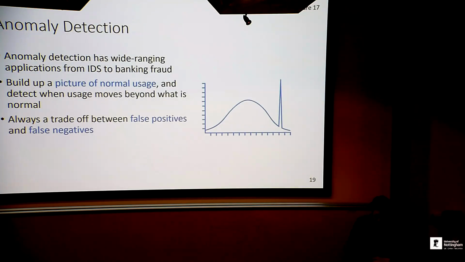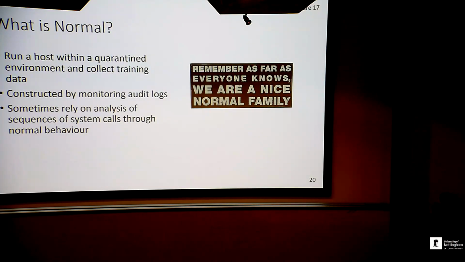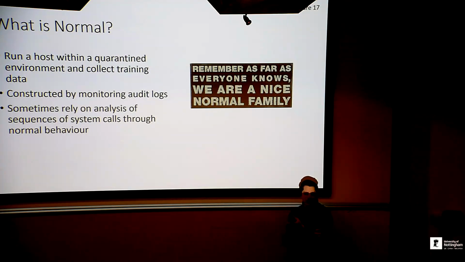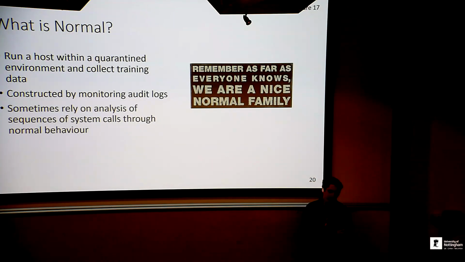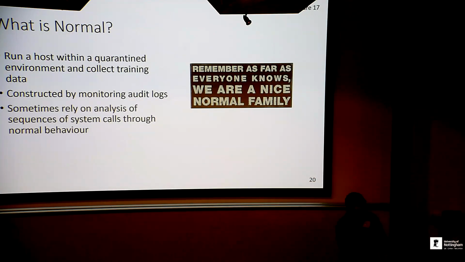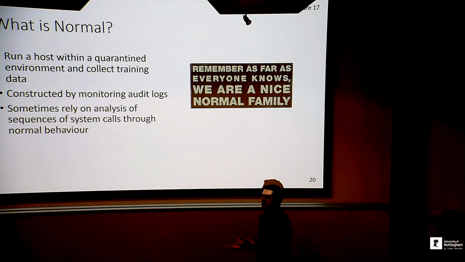So what we want to do is run a host within a quarantined environment, or in its own network on its own, and just build up a picture of what it does: the CPU usage, resources, applications, network, over a period of like a week or something like this. Then eventually we collect enough training data that we can decide our model for what is normal. We could use normal mathematical modeling, or we could use machine learning for that.